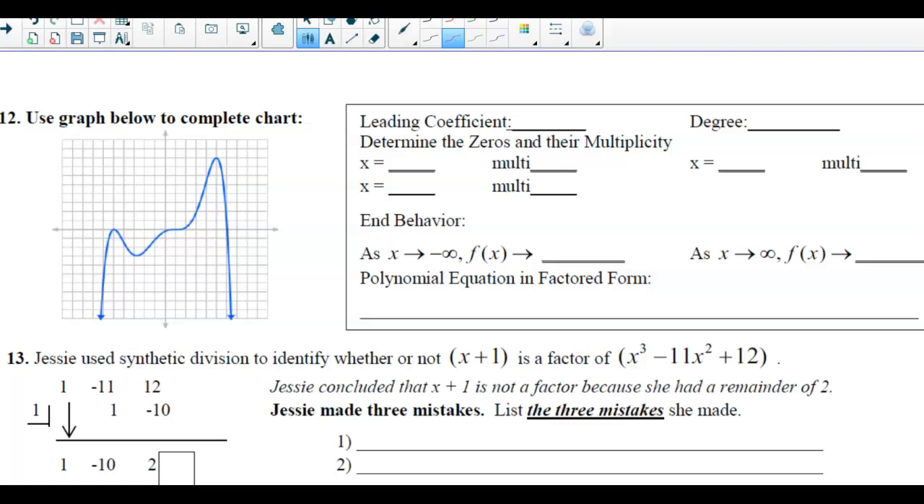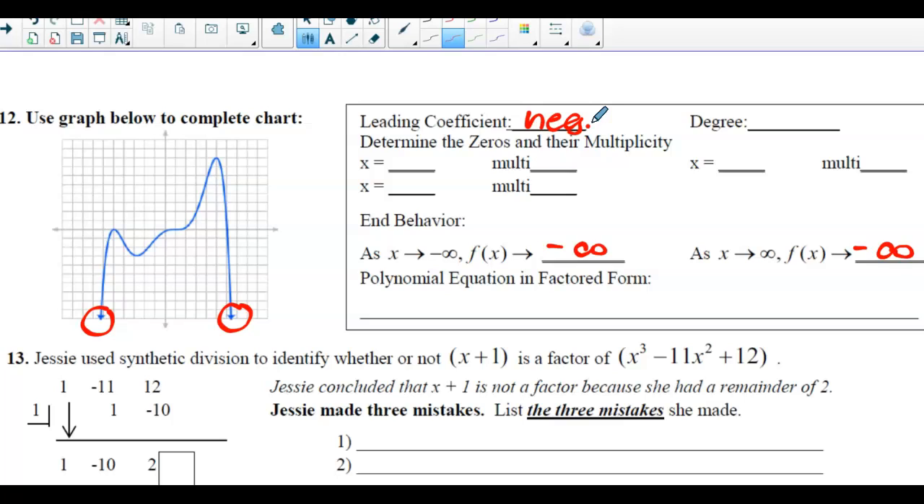Okay, so looking ahead to the back. Use the graph to complete the chart, all right? So leading coefficient, we want to know if the leading coefficient is positive or negative. We don't know exactly what it is, but we can tell based on how the graph is pointing. Both of the arrows are pointing down. So actually, I can go ahead and fill in my end behavior. Both of the ends point down, which means both of the ends approach negative infinity. So the leading coefficient has to be negative, all right?